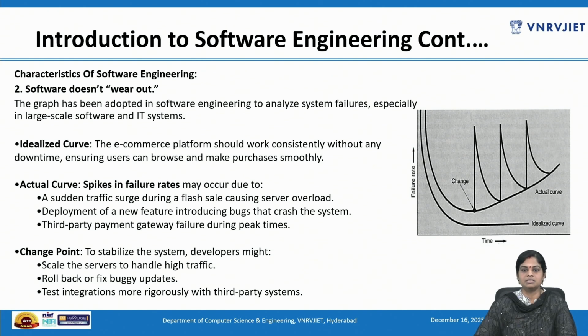Like this, whenever changes are requested, the curve spikes again. Slowly, the minimum failure rate level begins to rise. The software is deteriorating due to change. So this is the graph about the failure rate.